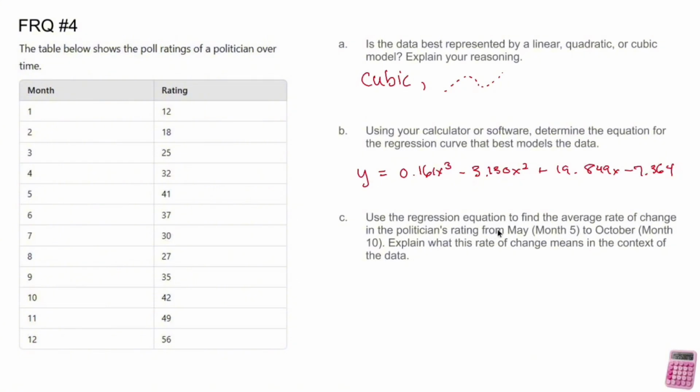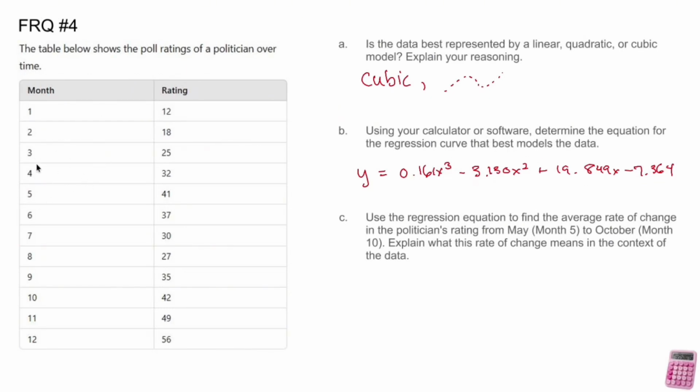Use the regression equation to find the average rate of change in the politician's rating from May, which is month 5, to October, which is month 10. Explain what this rate of change means in the context of the data. So I was kind of wrong when I said let's make sure we store this into our calculator. I was wrong, but I'm still going to go back and pretend why that might be useful anyway.